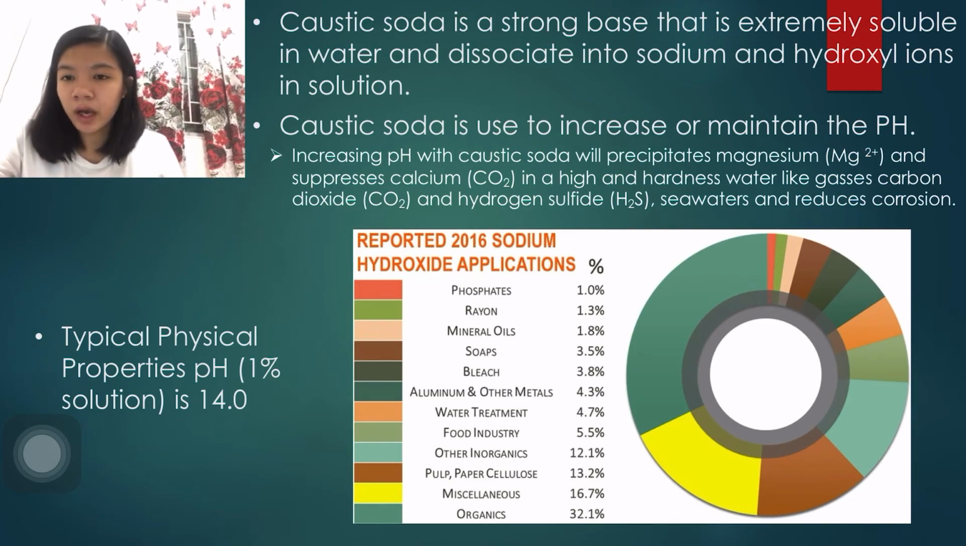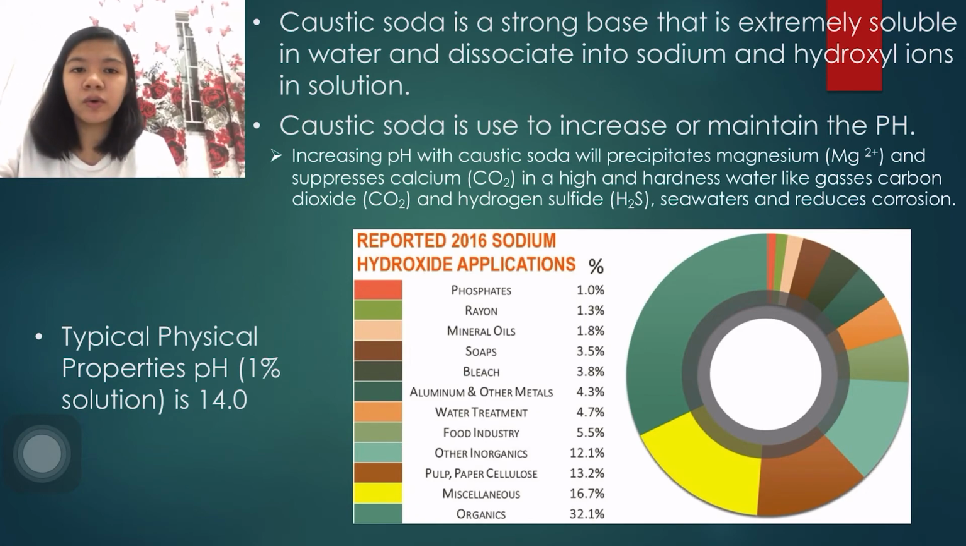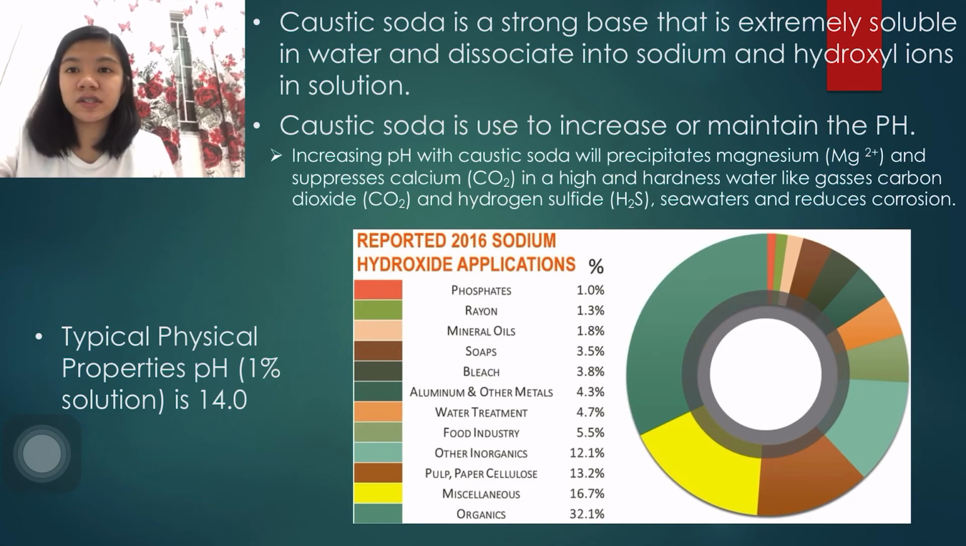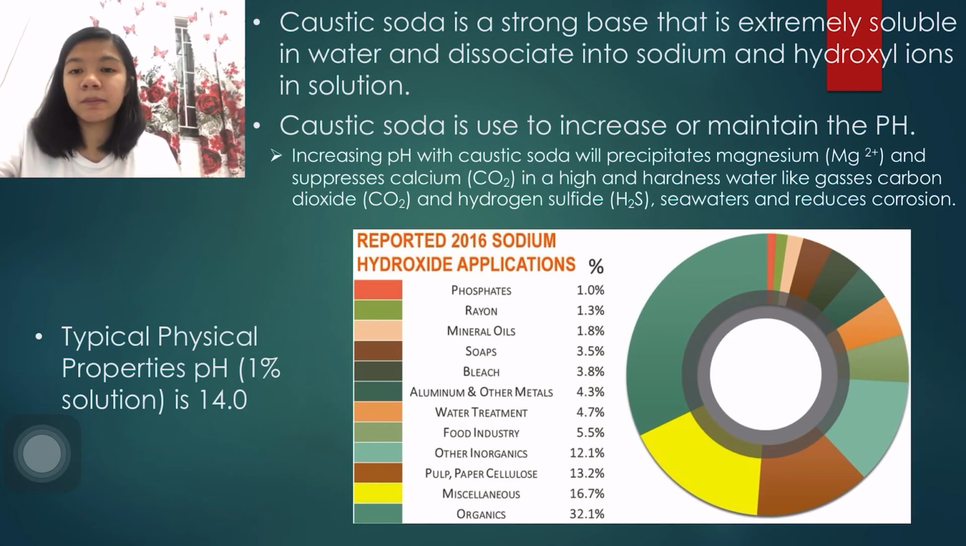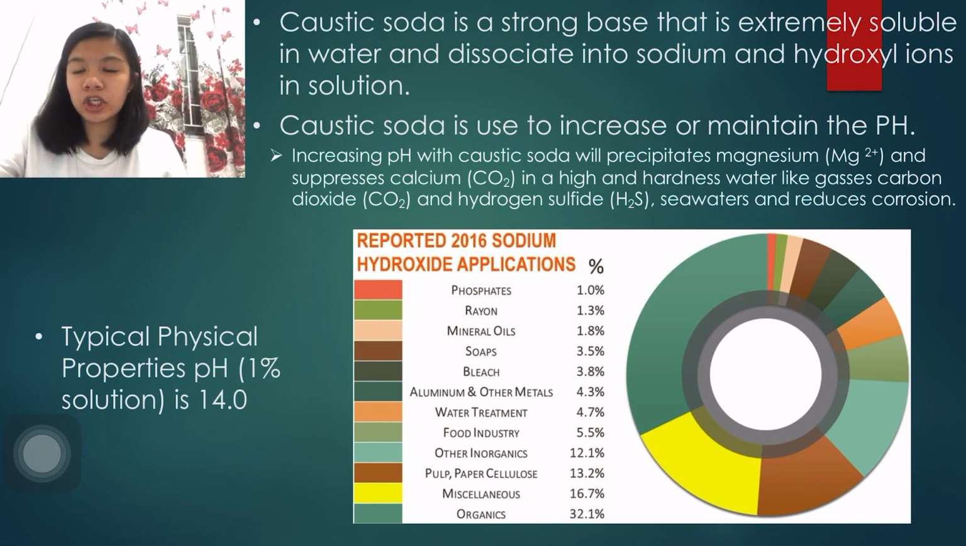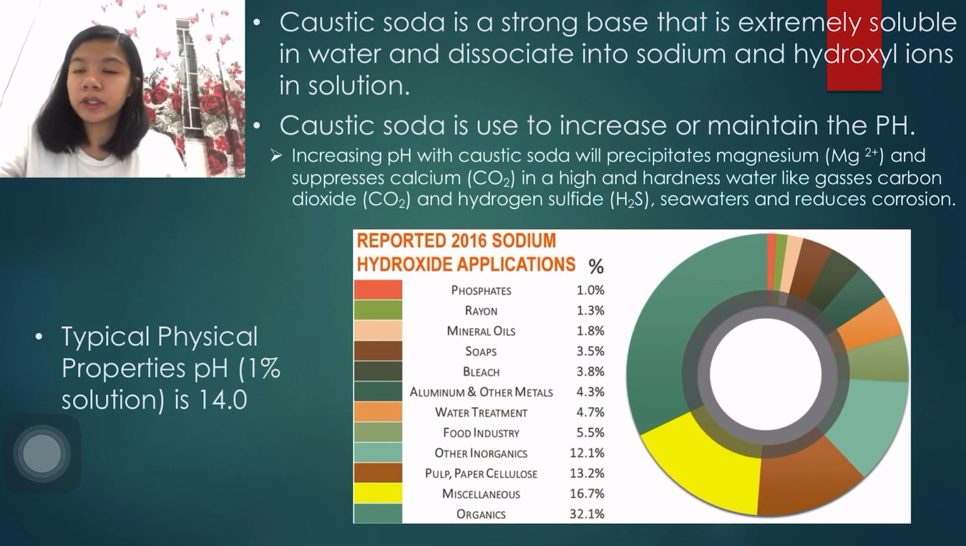So we have here the chart that reported 2016 sodium hydroxide applications. Sodium hydroxide here is considered stable under normal conditions of use. NaOH is incompatible with metals, tin, and zinc. Typical physical properties: the pH of caustic soda in a 1% solution is equivalent to 14.0.